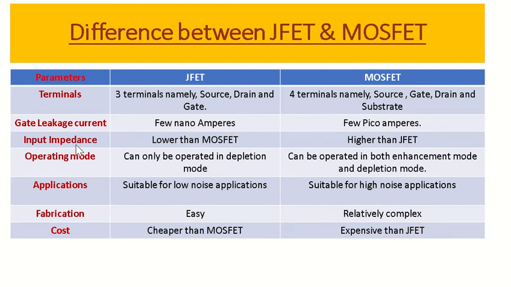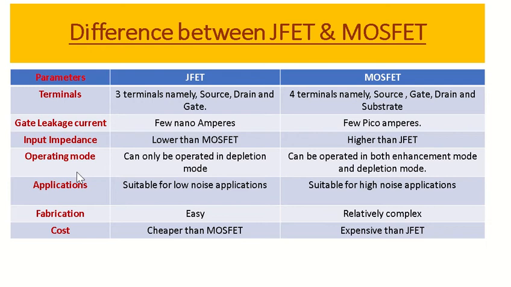Coming to input impedance, the input impedance of JFET is lower than that of MOSFET, and for MOSFET it is higher than that of the JFET. That means lower input impedance is there in JFET, and higher input impedance is present in case of MOSFET. So that is the input impedance wise comparison.